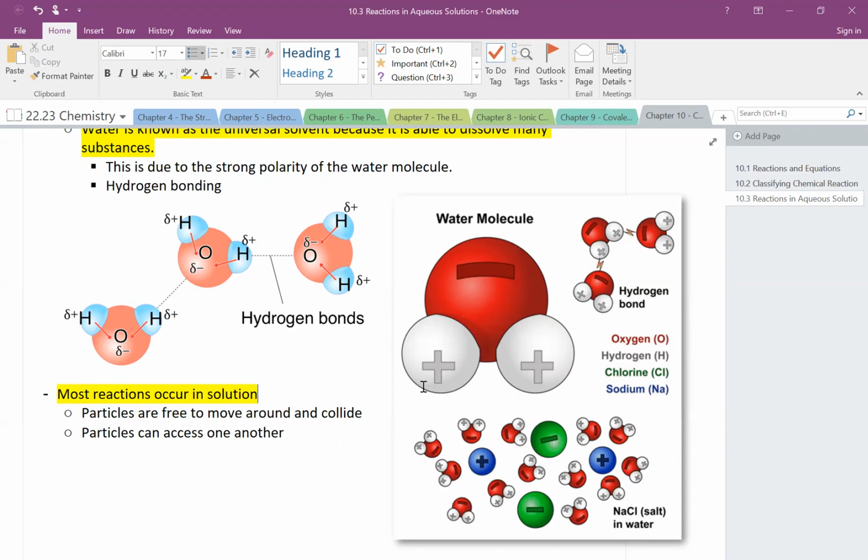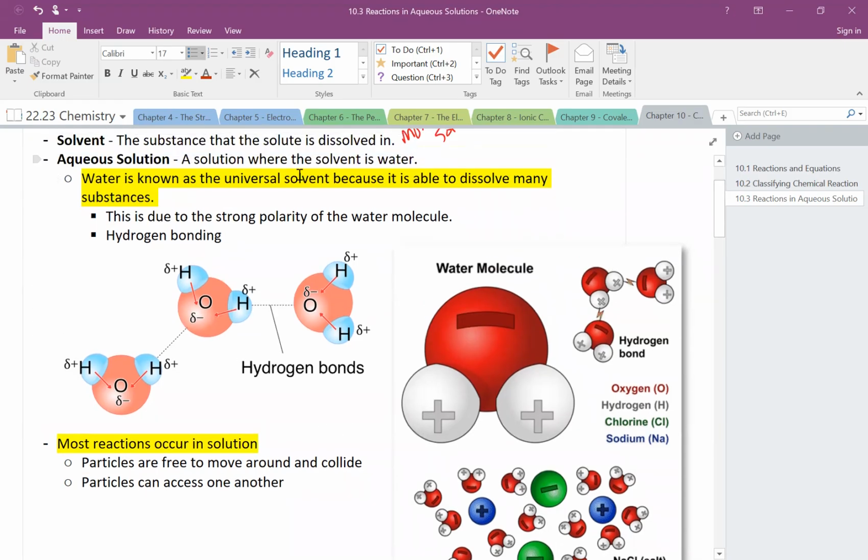When they're solids, the particles aren't moving. When they're gases, the particles are moving too fast to collide often. So the most efficient way to run a reaction is in solution. Water is not the only solvent, but it is the most common one.